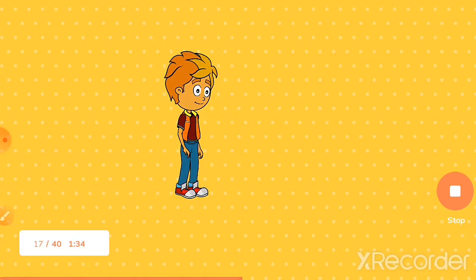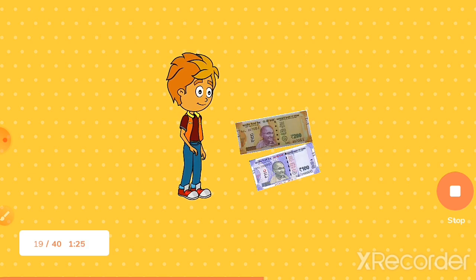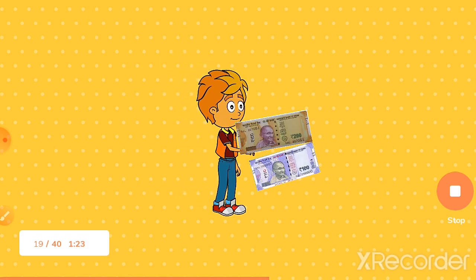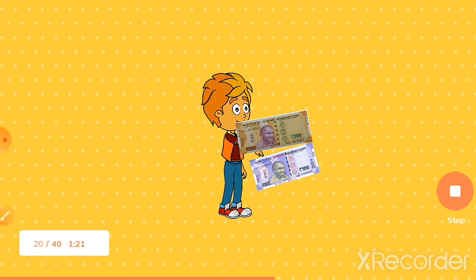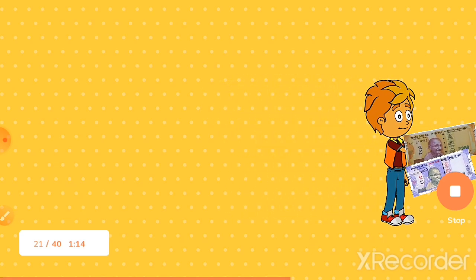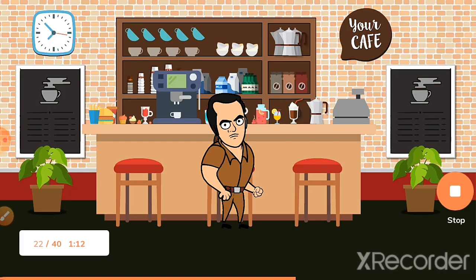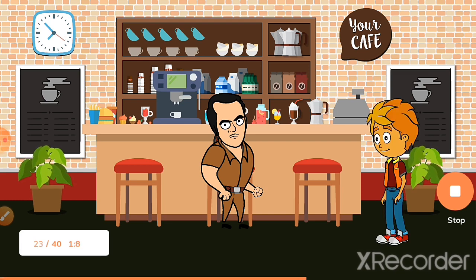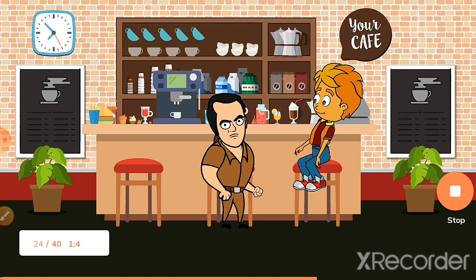Here is Tom. He has to go to the coffee shop. So he is thinking what to get in the coffee shop, and he has an amount. He has 200 rupees and 100 rupees. So totally he has 300 rupees in his hand. So he needs to get something. He is going to the coffee shop. He reached the coffee shop. He planned to get something from the coffee shop.